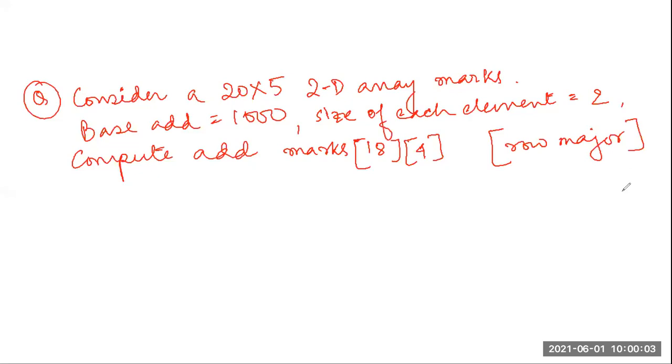Okay, someone has written something. Let me just check. 1176. Perfect. So this is the way, given any major form, we calculate the address of elements in 2D arrays.